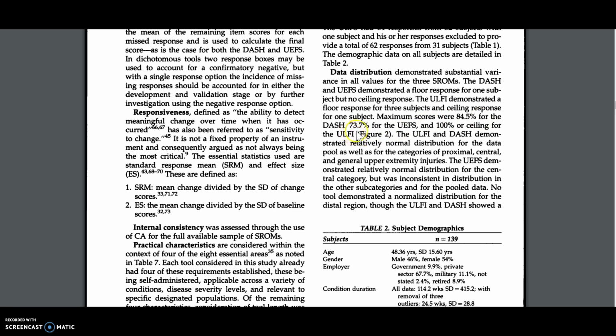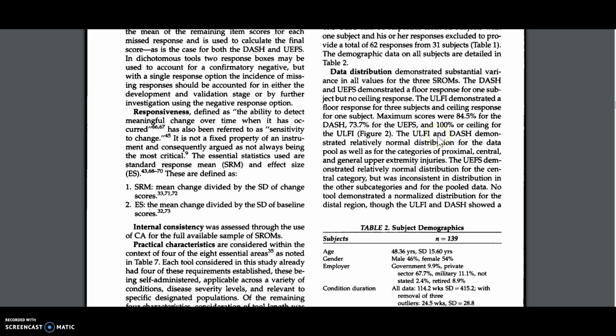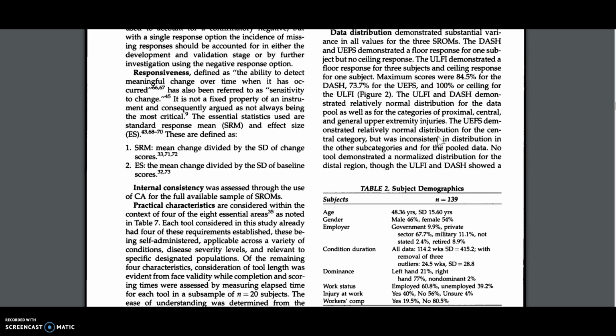84.5% for the DASH, 73.7% for the UEFS, and 100% or ceiling for the ULFI. That's what they determined for maximum scores. We'll take a look at that in figure 2 in just a second. The ULFI and the DASH demonstrated relatively normal distribution, normal meaning the bell-shaped curve, for the data pool, the subjects, as well as for the categories of proximal, central, and general upper extremity injuries.